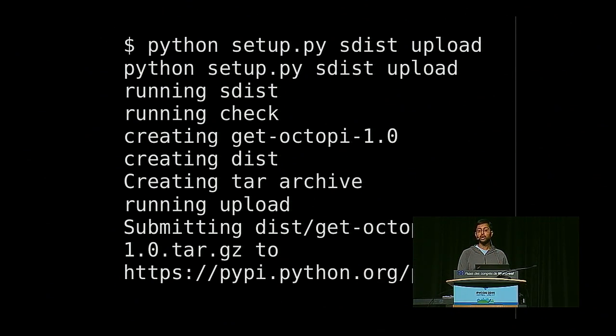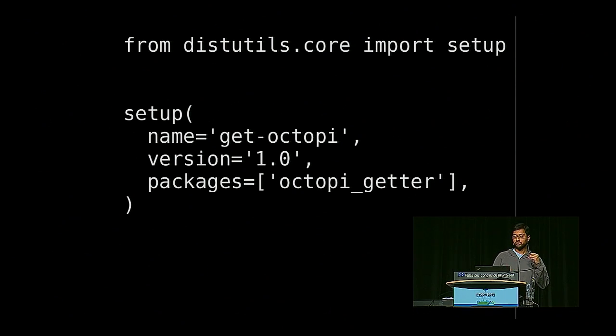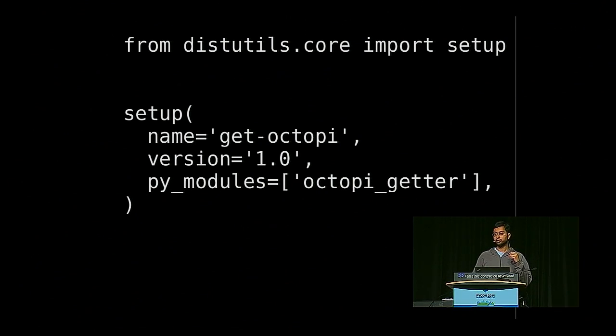Here is the simplest one that'll work for the project I've described. The project is called getOctopi, so it'll be available on the cheese shop under the name getOctopi, version 1.0, why not? And it has this one package, octopi_getter. But actually, some of you may know there's a difference in core Python land between modules and packages. And this is a one-file Python module, so you have to spell it this way, py_modules. I don't know why. Maybe that'll change someday. We should talk about that, and maybe we can fix that at sprints.